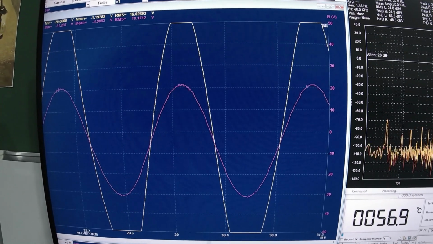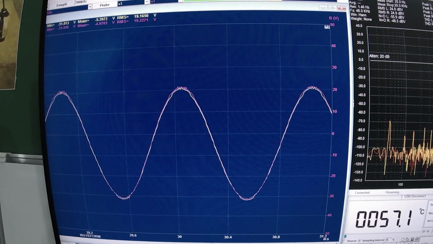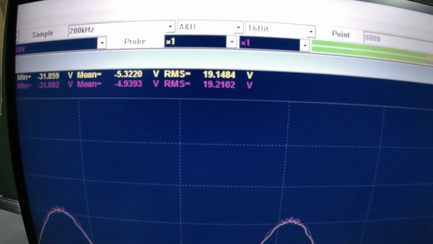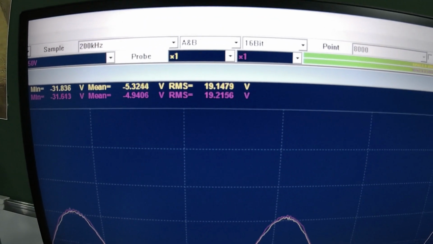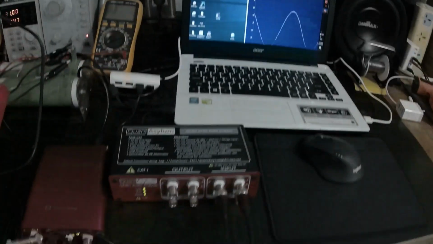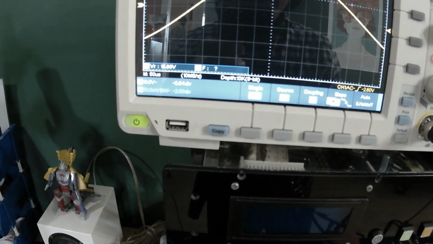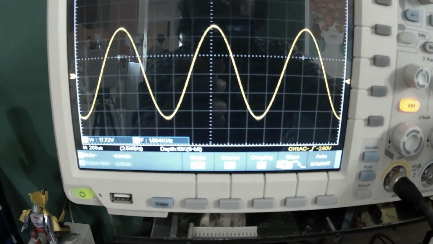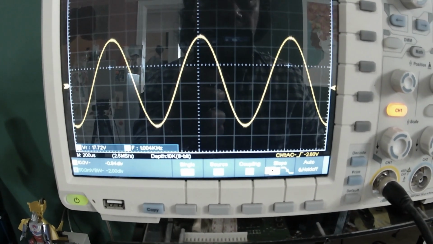Put that one again to superimpose. There you go. I'm not exceeding the 20 volt RMS right now at the input of this QA401. Let me verify that one. Really? That is just about 17 volt RMS.